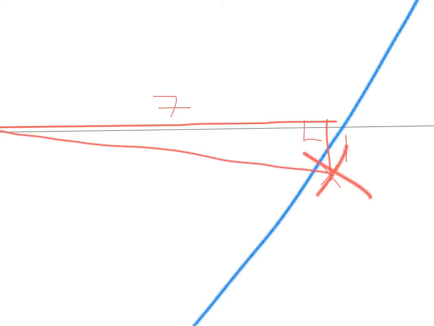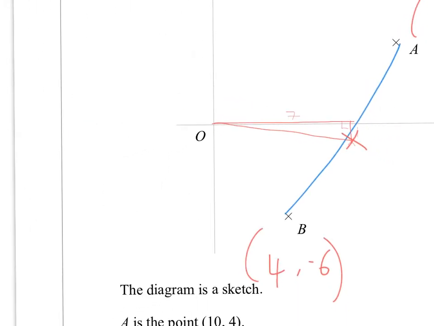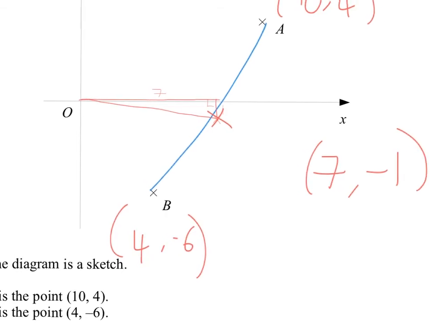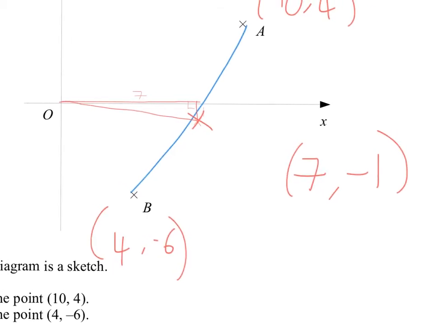Using that information, the distance is the hypotenuse on that right-angled triangle. So it's quite simply, let's call the distance d. The distance squared is 7 squared plus 1 squared. So the distance is the square root of 50. Okay, so that's the answer.